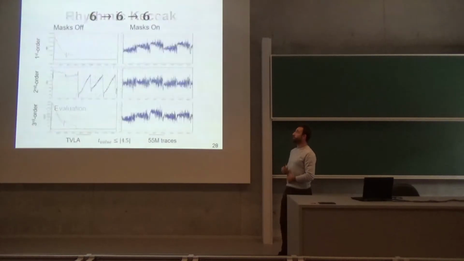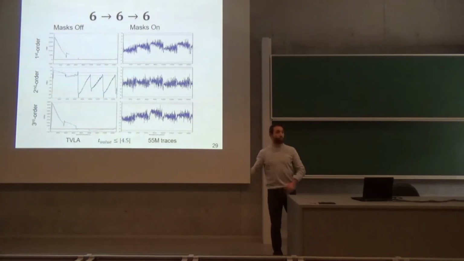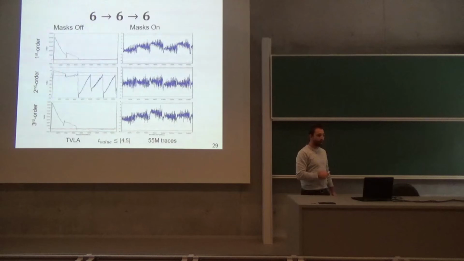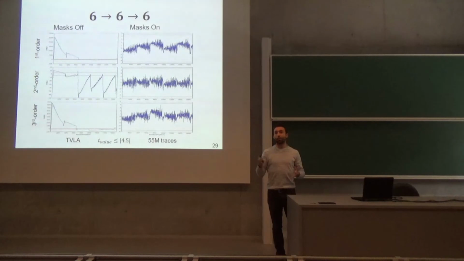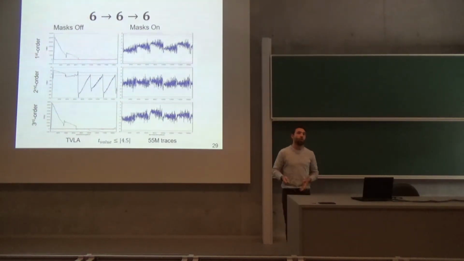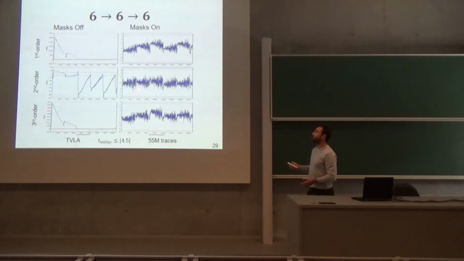We evaluate the 6 to 6 sharing scheme, and these are the results. With masks off, we see huge leakage. With masks on, we don't see leakage anywhere. Taking into account that we are operating on 6 shares, that's a lot of noise, so that's why we don't see leakage in the second, nor the third order.